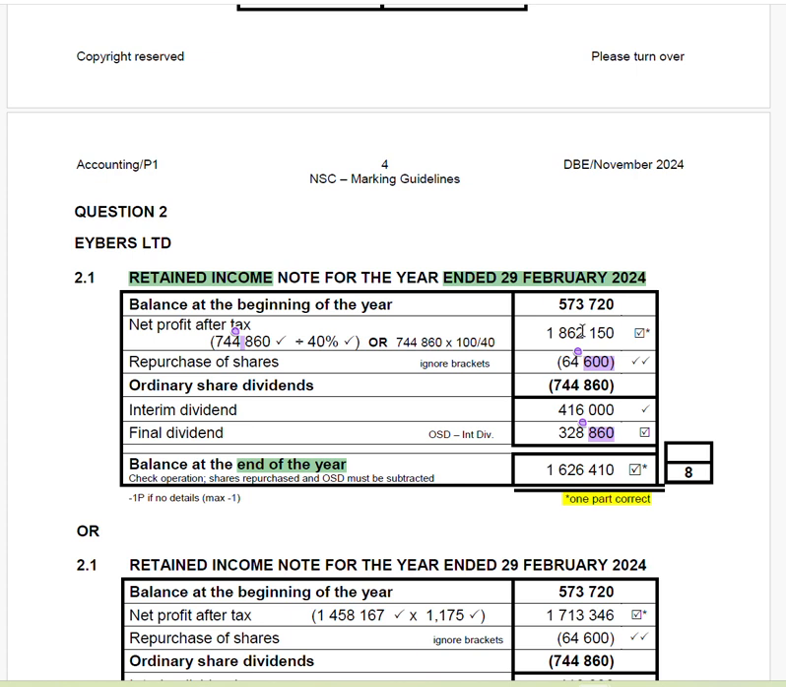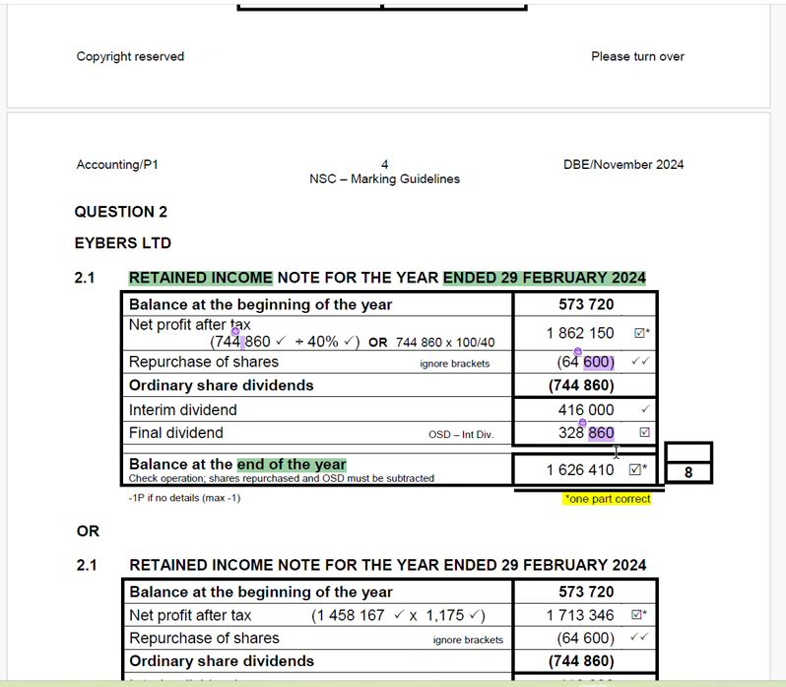To get the balance, you're simply going to say the opening balance, you add your net profit. If it was a loss, you're going to subtract, and then you subtract the loss that the company incurred as a result of repurchase, and then you minus your total dividends because that amount needs to be paid over to the ordinary shareholders, and then you'll be left with a balance of 1,626,410.